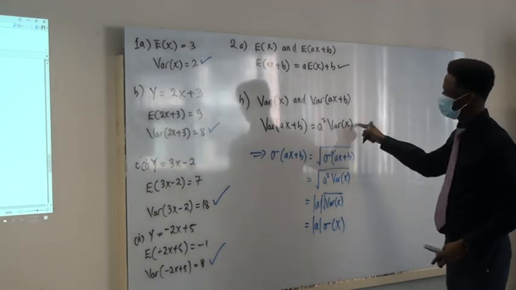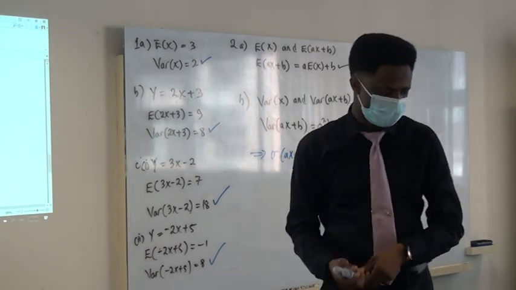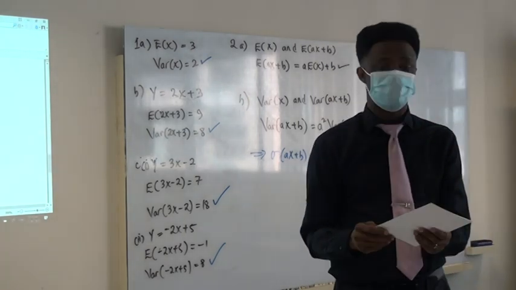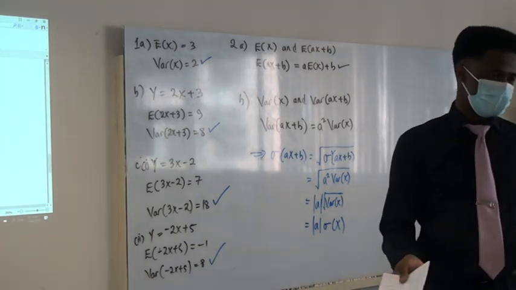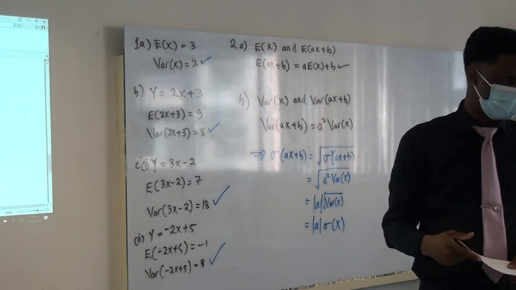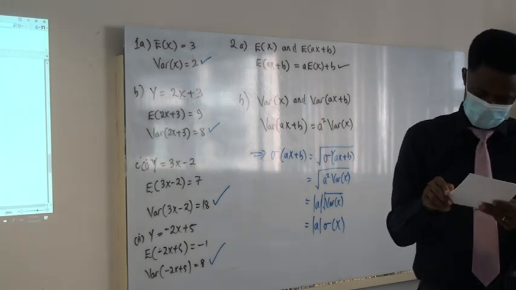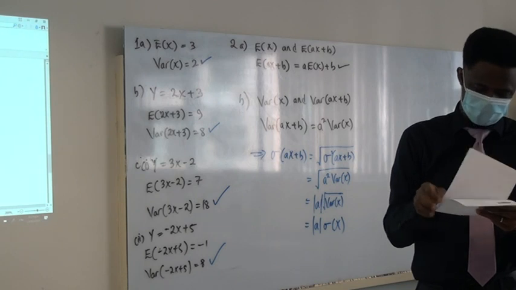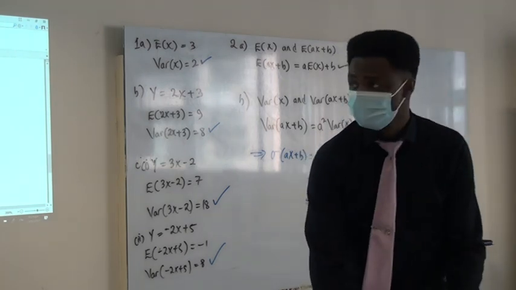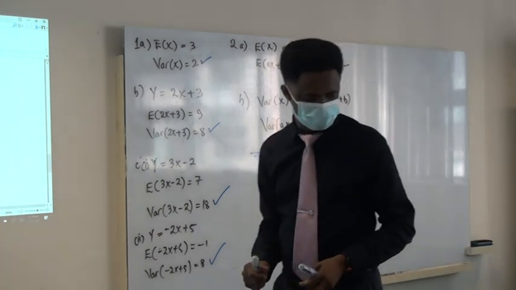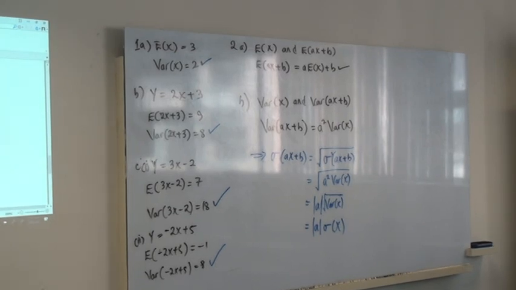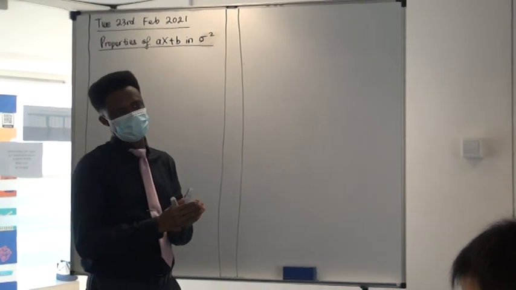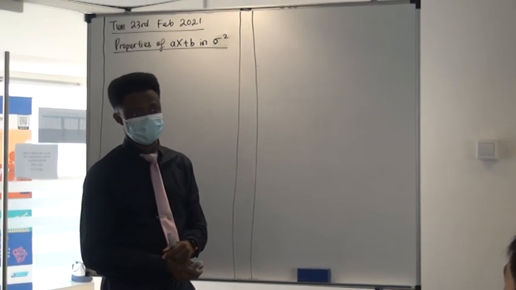Now, we are going to prove this formally. The last worksheet is simply applying the property of expectation of ax plus b, variance of ax plus b, and of course, by extension, standard deviation of ax plus b in some questions. I found some questions that I put in this worksheet. So let's prove this first for the variance. What we are going to do is start with the constants, start with the products, and then we consider everything.